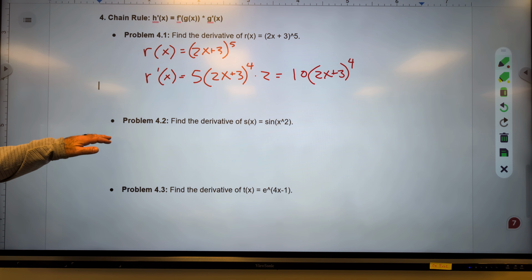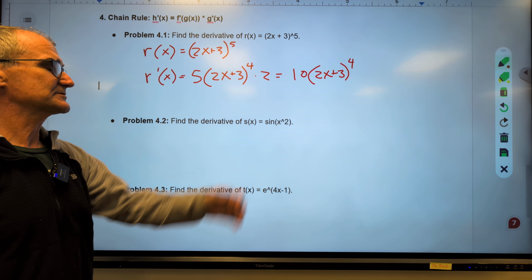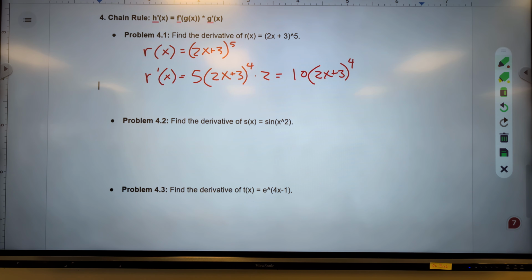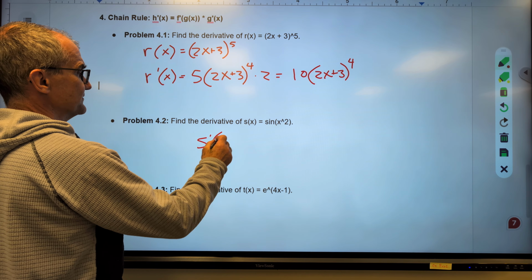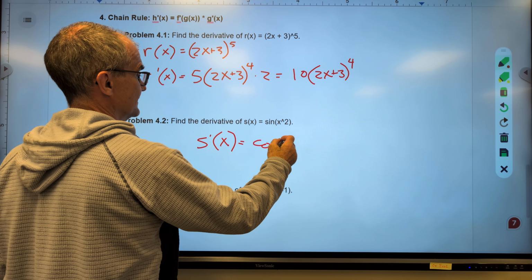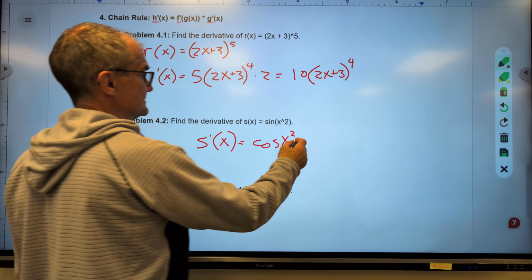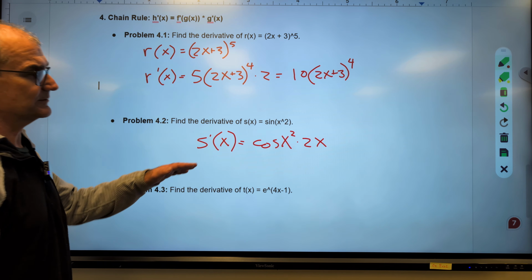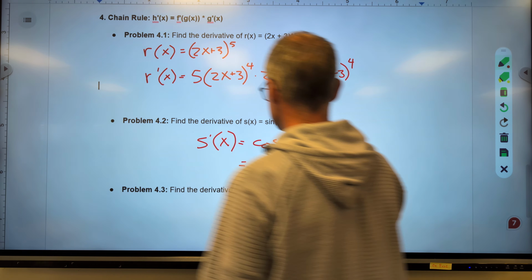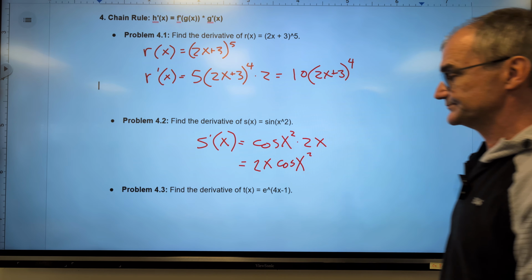And then right here, on problem number 4, find the derivative of this composite function, sine of x squared. Inside my composite function, g of x is going to be x squared. So the derivative, s prime of x, is going to be the derivative of sine, cosine of x squared, times what's inside there, times 2x. I don't really want to leave that 2x out in the front because it looks like cosine of that whole quantity. So I'm going to rewrite this as 2x cosine of x squared.